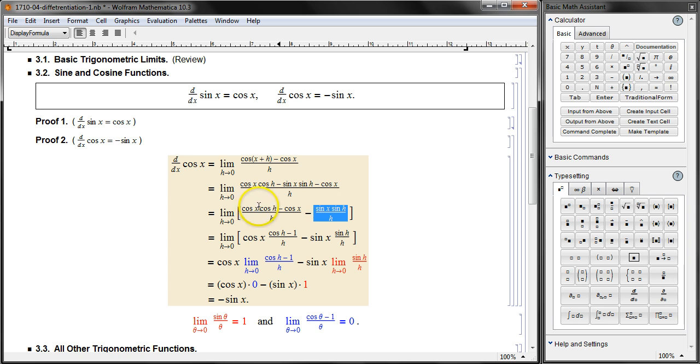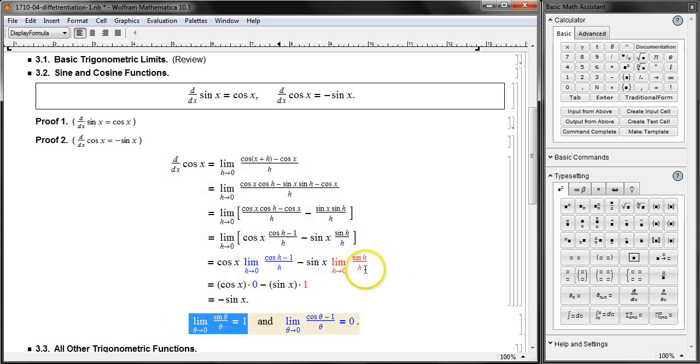How does it help? Well, we can factor cosine of x out. And what do you get? Cosine of h minus 1 over h. That goes to 0. From the second fraction, we have sine of h over h, and that fraction goes to 1. In the end, what do we get? That part is 0, that part is 1, and cosine of x times 0 minus sine of x times 1. In the end, you get negative sine of x. So much for the proof.